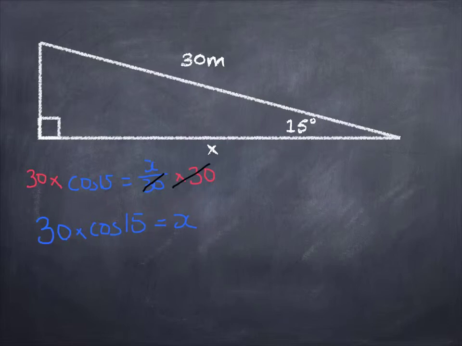We can put that into a calculator, remembering of course our calculator has to be in degrees mode, and that will give an answer of x is equal to 28.98 meters. Quick check of the logic. If this is our hypotenuse, the longest side, our side x here, the adjacent side, has to be less than 30, otherwise it doesn't make sense. And it is. Beautiful. So, let's look at another example.